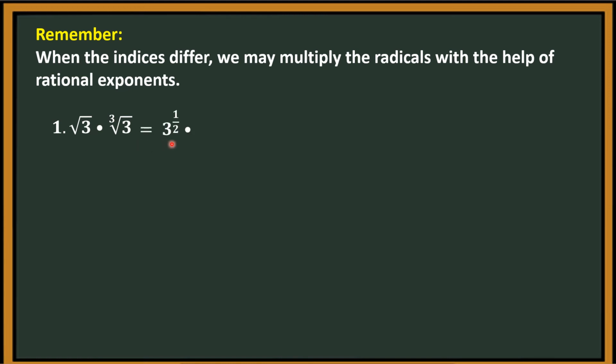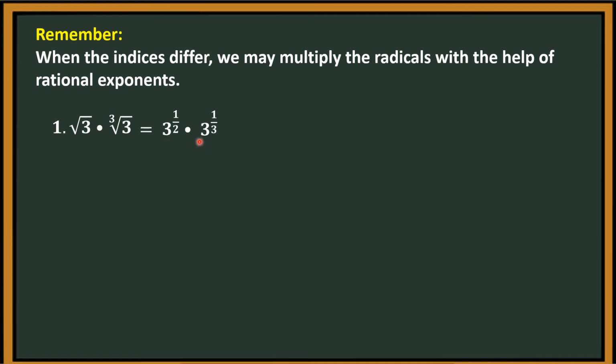So, that is 3 raised to 1 half, the first one. So, 1 half kasi ang exponent ni 3 dito is 1. And the index is 2. So, that is why we have here 3 raised to 1 half. And then, the other one, that is 3 raised to 1/3. Ang exponent nitong 3 ay 1. Ang index niya ay 3. So, as you can see here now, they have the same base.